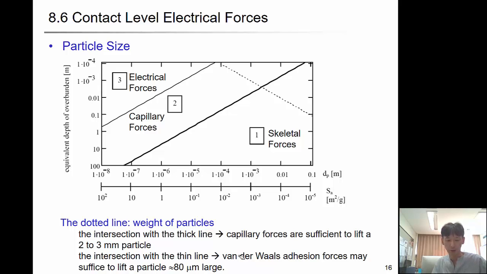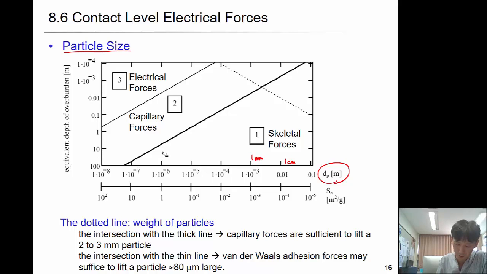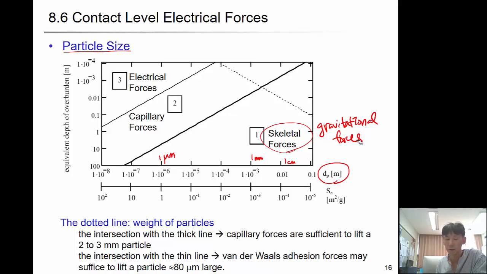And the next topic is the effect of the contact level forces. This figure shows the relativity between the forces as your particle size decreases. So when the particle size is big enough, like here it's 10 centimeter, and this is 1 centimeter, and this is 1 millimeter, right? And this is 1 micrometer. When the particle is bigger than 1 millimeter, skeletal force governs its behavior. So gravitational force due to the weight of the particles.